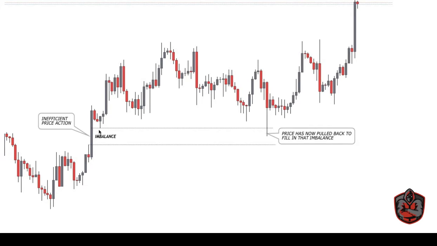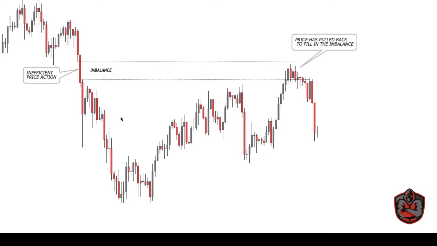What is this? Imbalance. Why? This wick did not meet with this wick. Therefore, there was a gap, an imbalance, inefficient price action. But notice when price starts moving over to the upside, when it pulls back, what does it do? It pulls back to fill in that gap, right? Now this is what we classify as efficient price action because this imbalance has now been filled. Makes sense? So when you identify any imbalance in the market, expect price to pull back to fill in that gap, right?